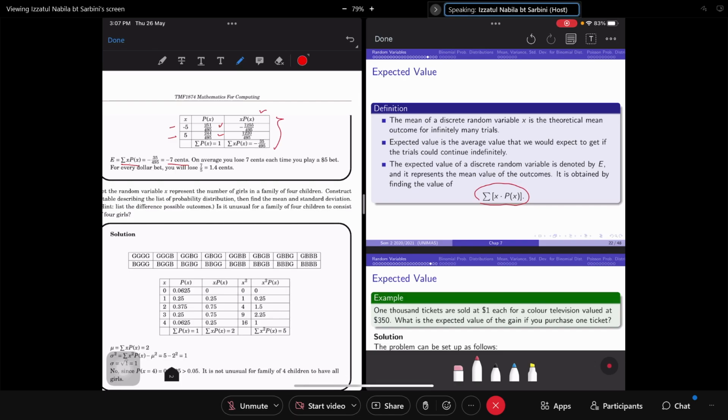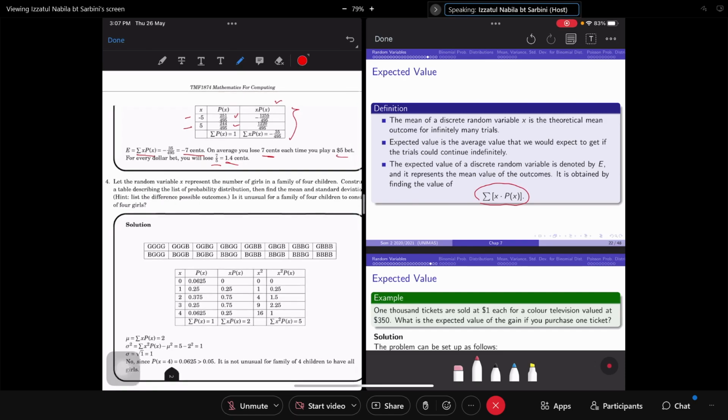So for every dollar bet, you will lose. To calculate for $1, for $5 you lose 7 cents. For $1, you just divide 7 by 5. So for $1, you will lose around negative 1.4 cents. Very straightforward.